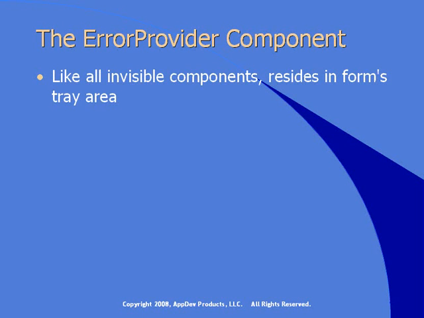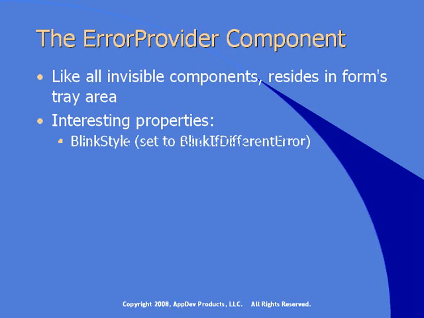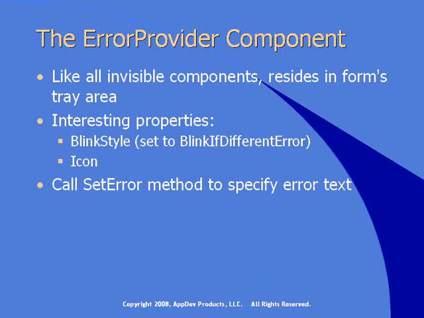Now, like all invisible components, the error provider resides in the form's tray area. It has a couple of interesting properties, like the blink style. We'll set it to blink if different error, so it'll display if the validation fails. There's an icon property, so you can set the icon for the error provider as well. You need to call the setError method of the error provider to specify the error text that should be displayed. The icon won't display unless you pass some text. Otherwise, there really wasn't an error, was there? If you don't supply text, what error was there?